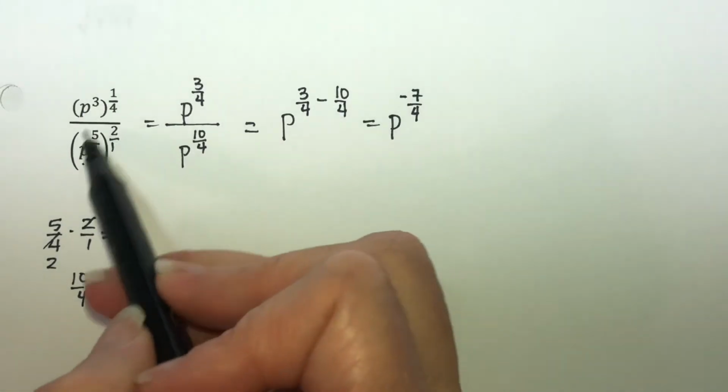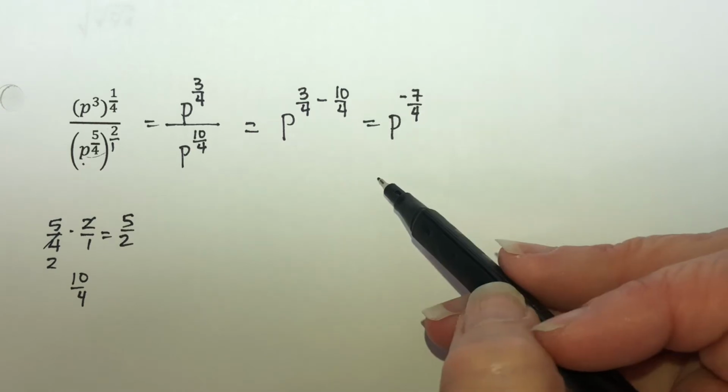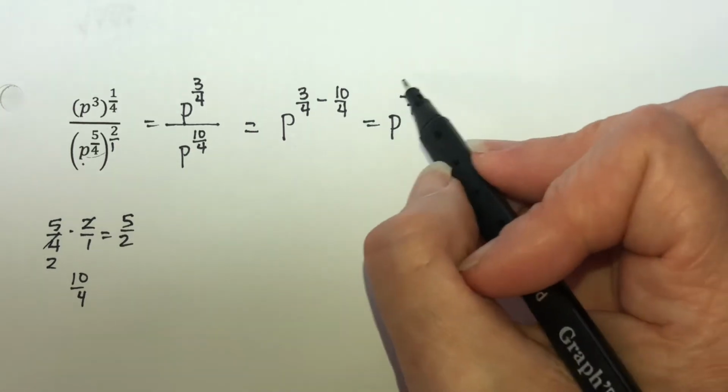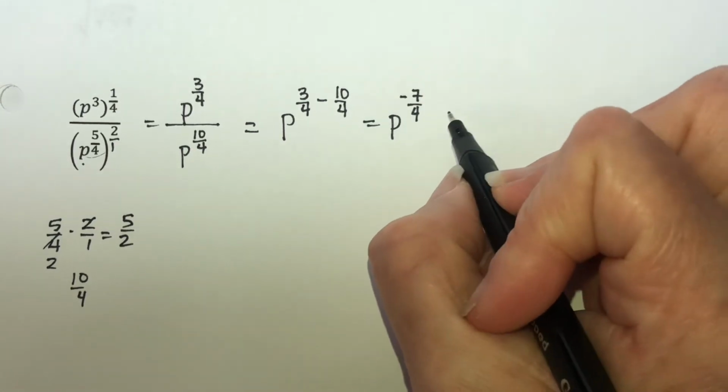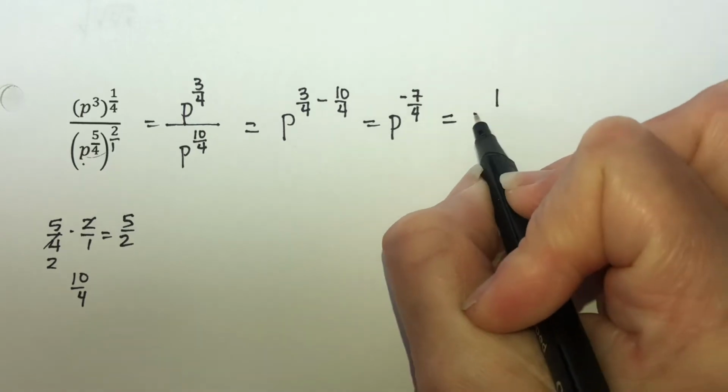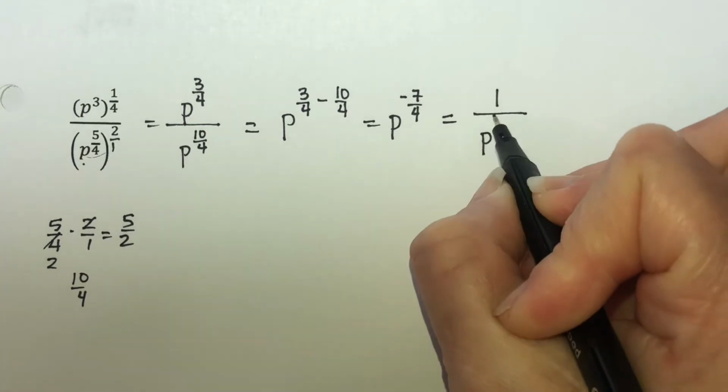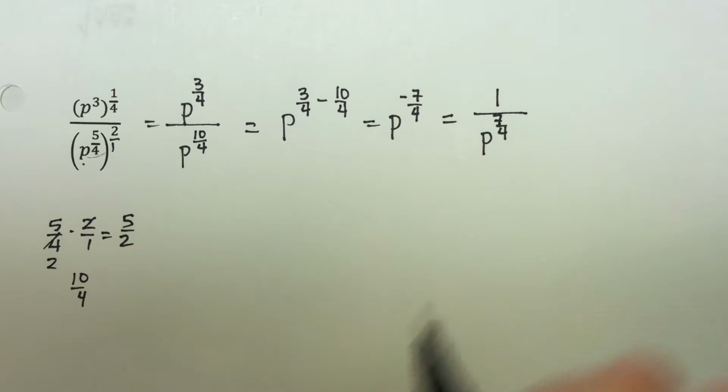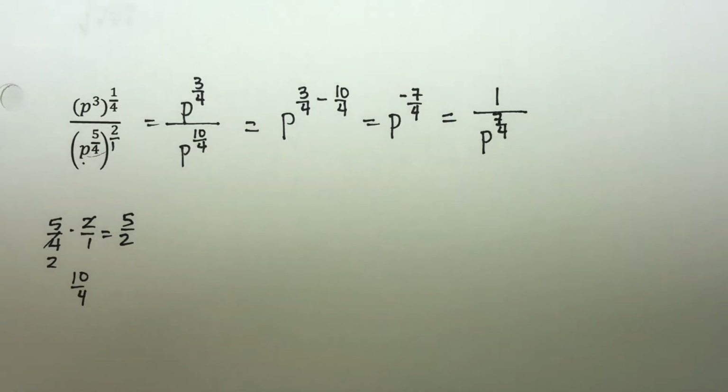And we started off with exponents here, so we're probably going to end up with exponents here. We do not keep negative exponents. This is the same thing as 1 over p to the positive 7/4. And that's likely what they're going to want you to leave your answer as. Okay?